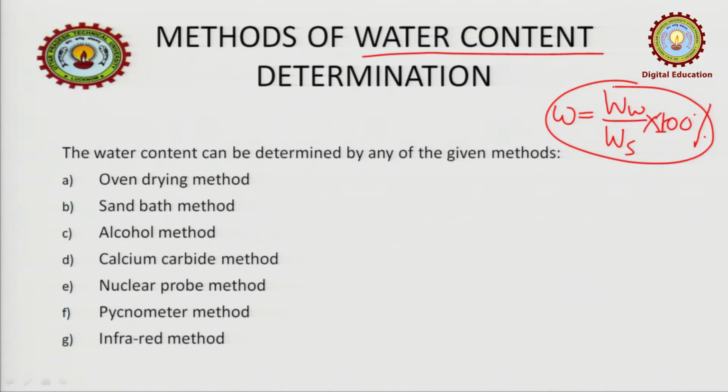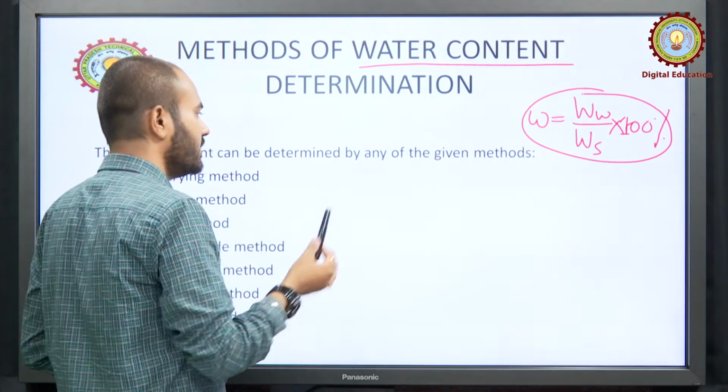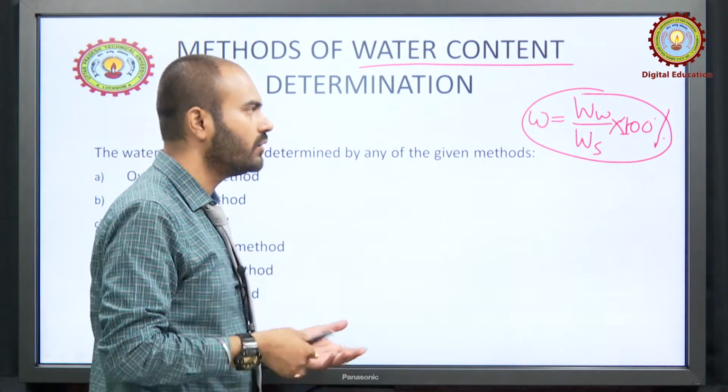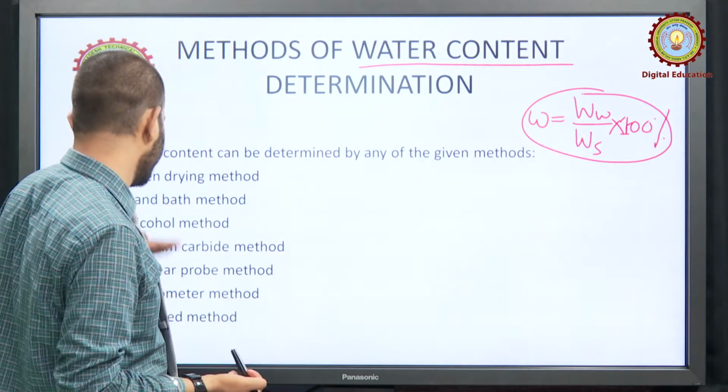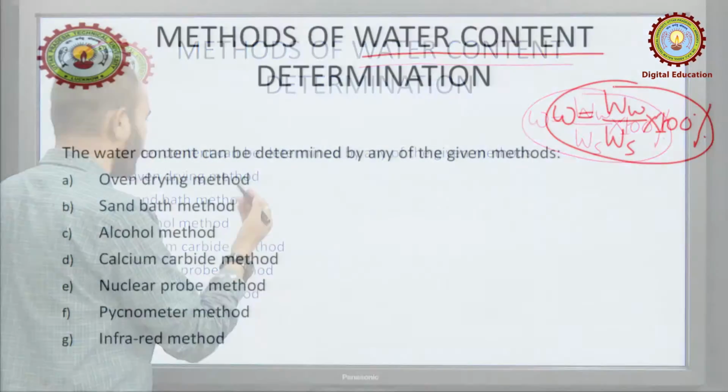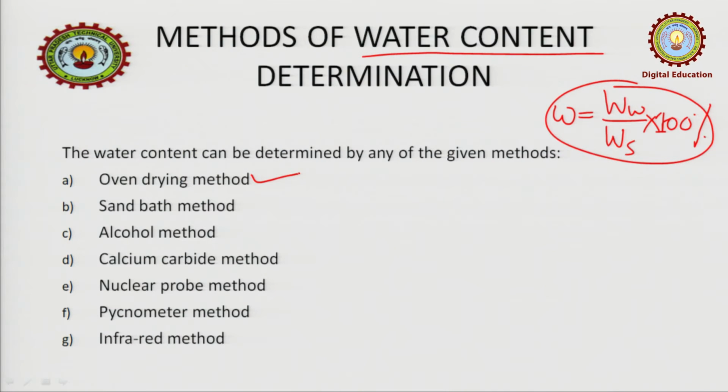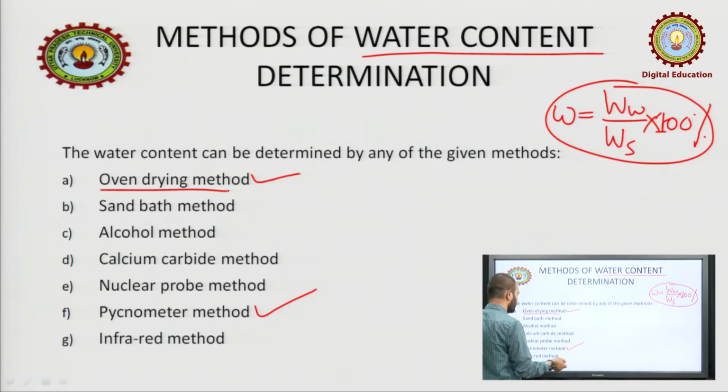Now, this is the formula only, and if we are to find this in the field or in the lab, then how will we do it? Okay. So, for that there are a number of methods. You can see there are many methods. The most popular ones are the oven drying method, okay, and also the pycnometer method. What is the oven drying method? What is pycnometer? We will be discussing it in the forthcoming slides.